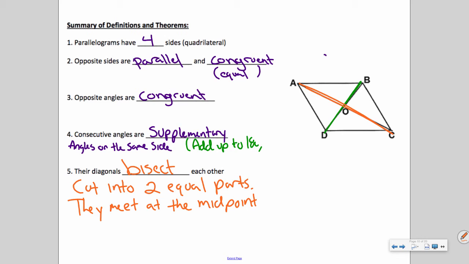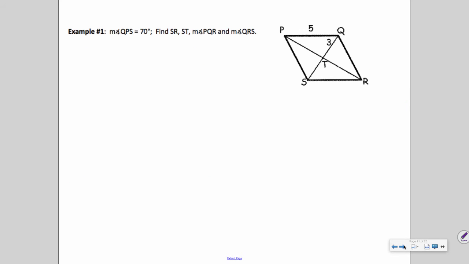So, for example, if I tell you B to O is 5, D to O is 5. If I tell you A to C is 18, so the whole length is 18, I know A to O is 9 and C to O is 9 because I would just cut that into two equal parts. For example, you're just filling in the stuff that you know.